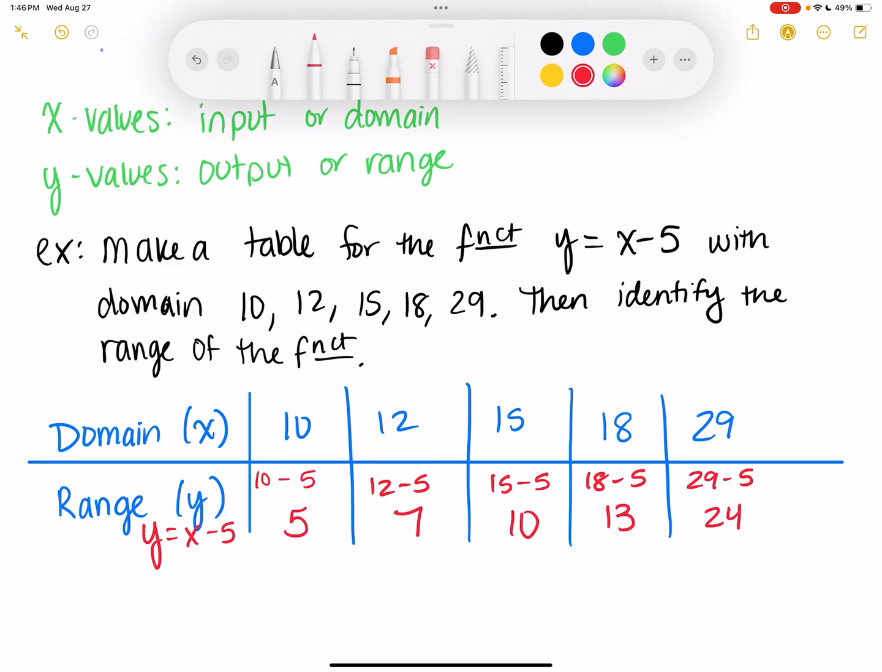Identify the range of the function. We've done that by doing the second row of the table. Stuff's really not hard. It's just kind of tedious because it's like filling in all the little things. Okay, let's jump into some actual problems here.